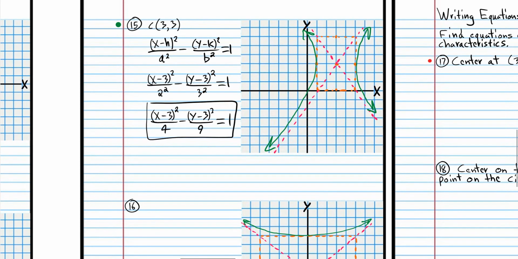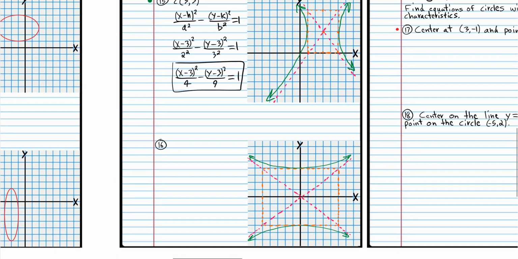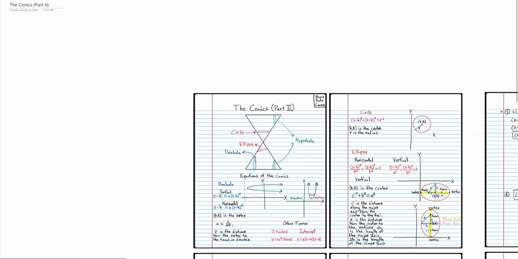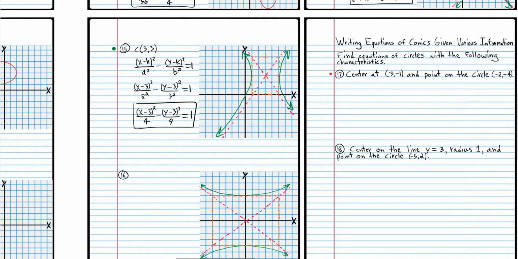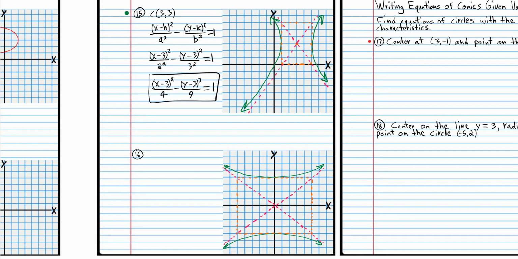Okay. Now, for number 16, the hyperbola opens up and down. The green part opens up and down. So what that means is that you're going to have y minus k squared over a squared. That's going to come before the negative symbol. So you're going to replace this green term with the yellow term. You're going to flip them around.